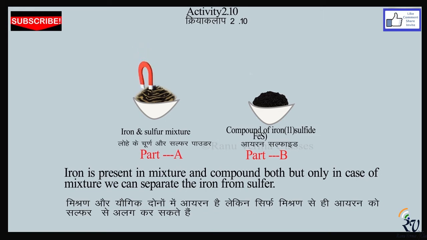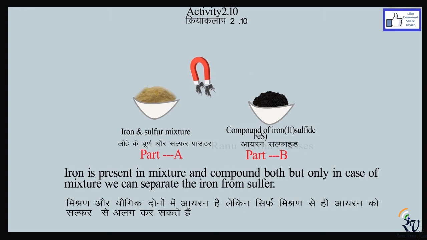We can see that all the iron gets attracted to the magnet. It means part A is a mixture because we can separate the components easily, while part B is a compound because we cannot separate the components by a simple physical process, that is, by a magnet.